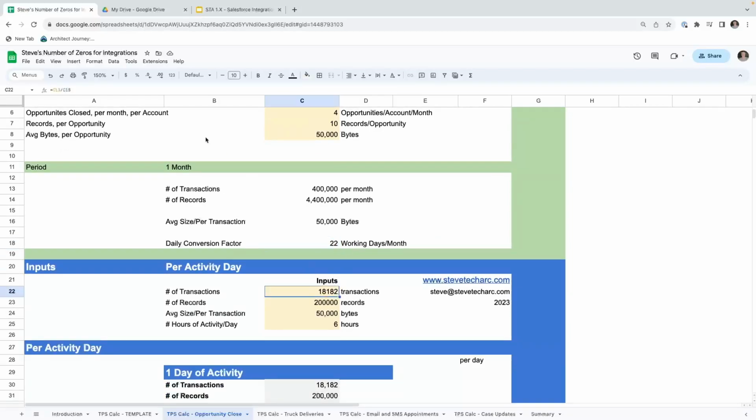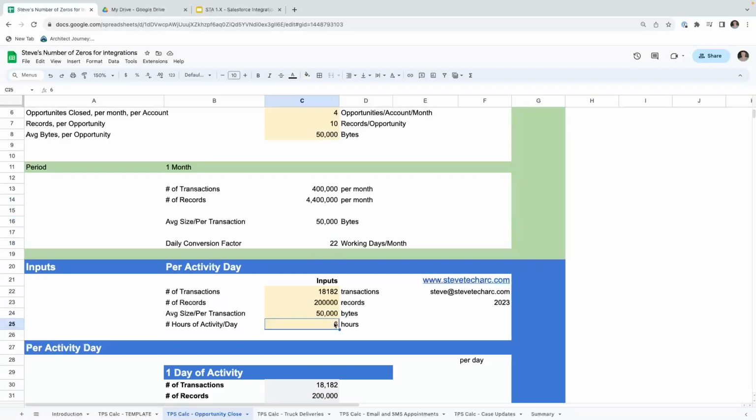We're at number of transactions, which you'll see is C13 divided by C18. So it's the total number of transactions divided by how many working days in the month. We're going to take the number of records, which is the total number of records divided by 22. And we're going to take the average size, which is here.